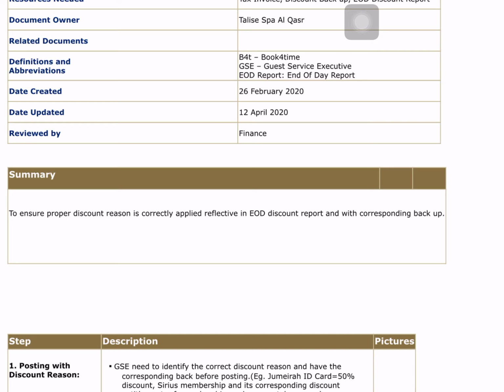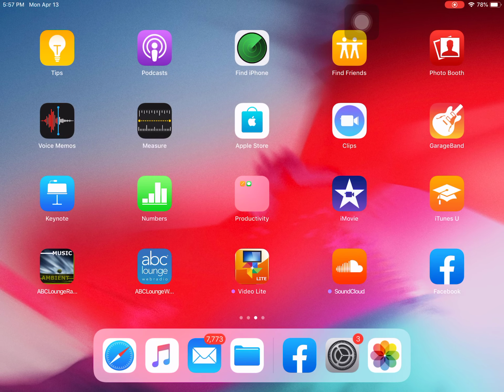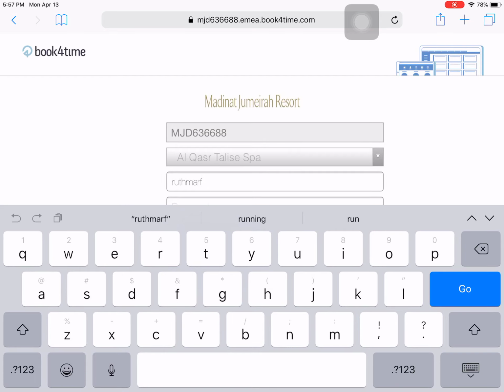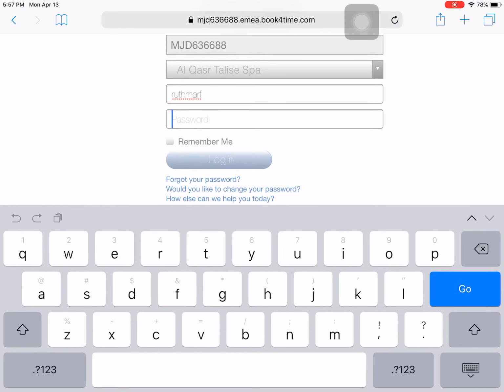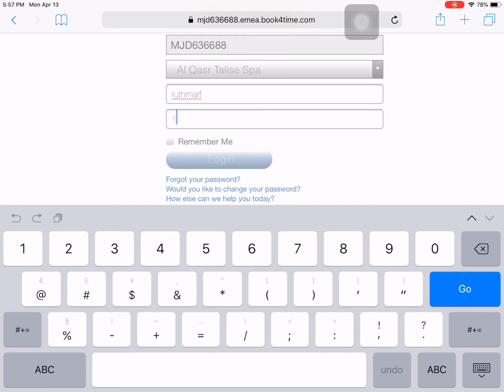and the corresponding backup. By the way, we'll go to book for time. I'll show you the different discount reasons we have, just to refresh your memories. Just a second. Oh, I should not show you this.